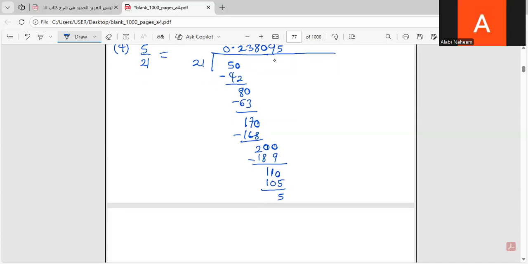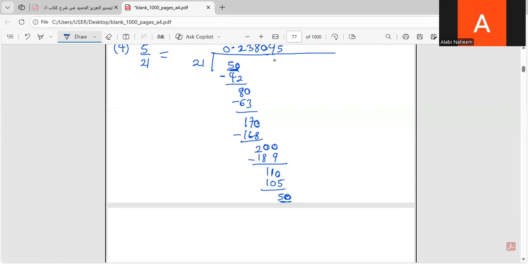Now 21 in 5, 5 is smaller, include 0 again. 21 in 50. You can see it started from 50, and now we are back at 50. That means this 238095 is the repetitive part of the decimal. But let's confirm.